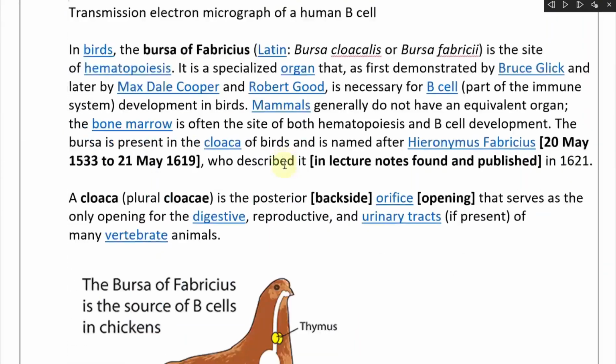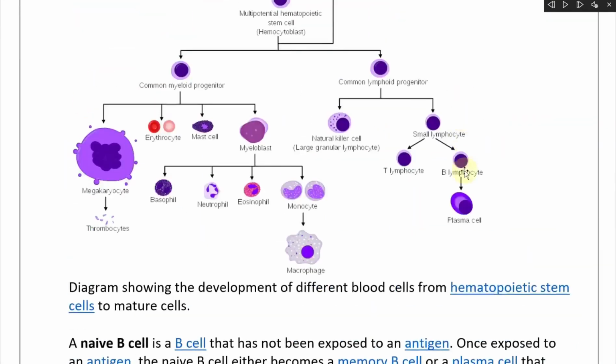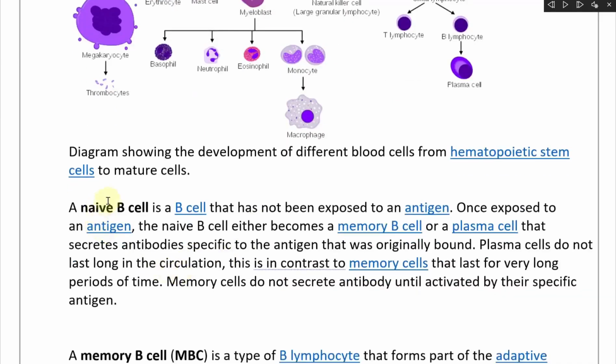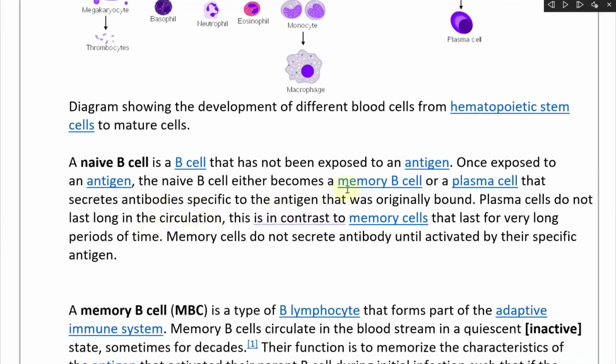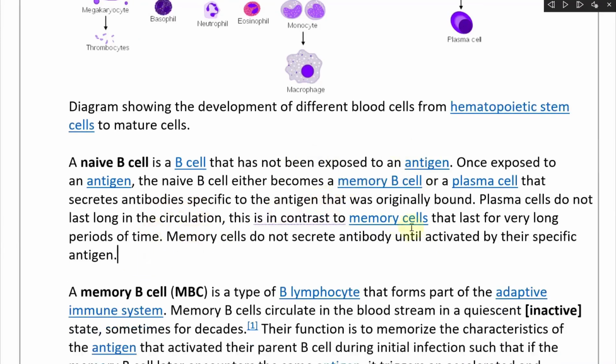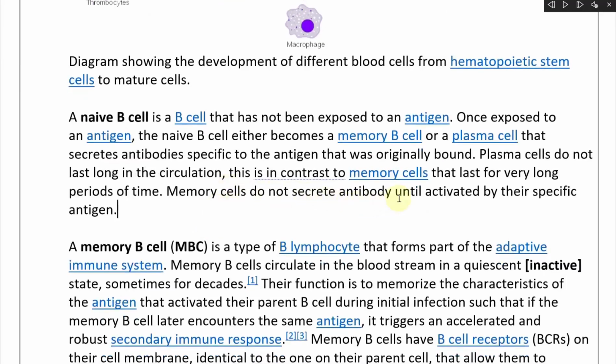And so going back over here, once it gets activated, you get this B cell going to this plasma cell. And then a naive B cell is a B cell that has not been exposed to an antigen. Once exposed to an antigen, the naive cell either becomes a memory B cell to keep in memory for a later time, or a plasma cell that secretes antibodies specific to the antigen that was originally bound. Plasma cells do not last long in the circulation. This is in contrast to memory cells that last for very long periods of time, and memory cells do not secrete antibody until activated by their specific antigen.